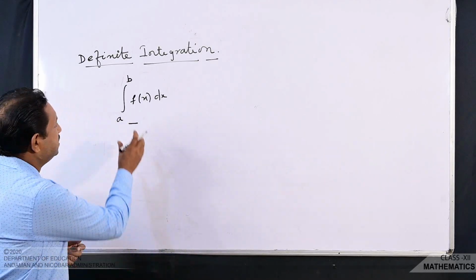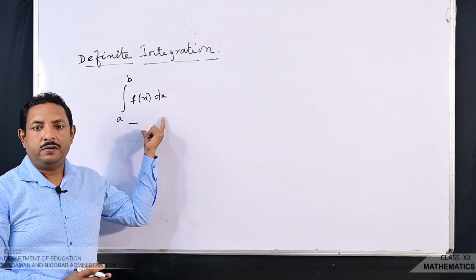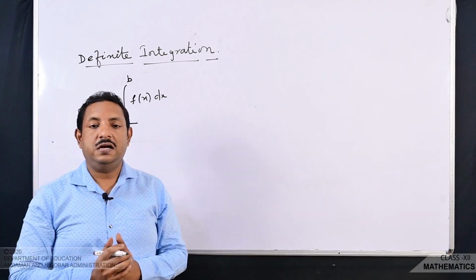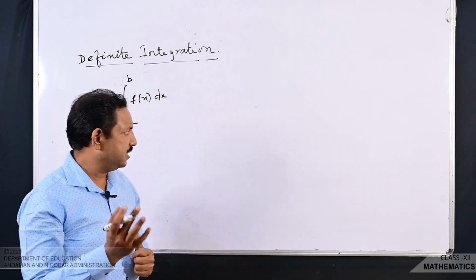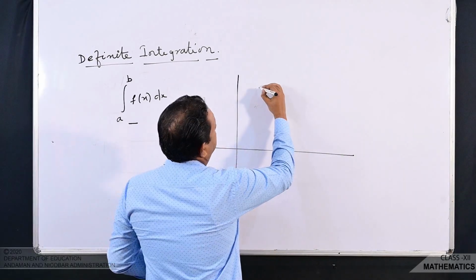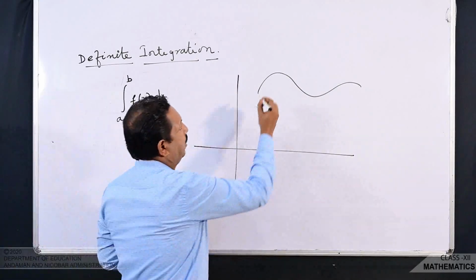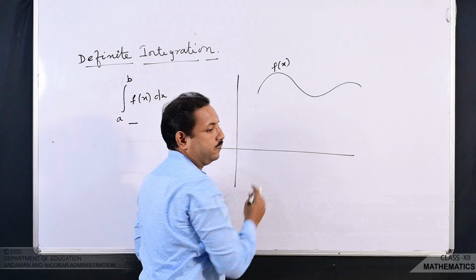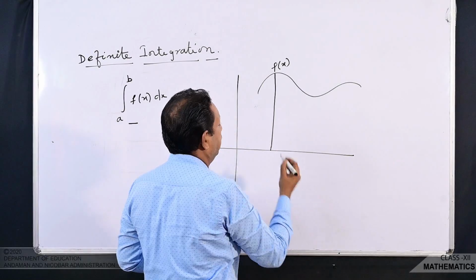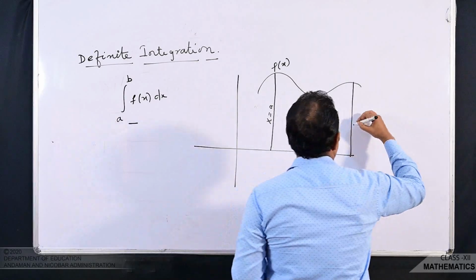Before that, what does this mean? Geometrically, if we represent this one, then what can we find? We can find the area under the curve. Let us explain. Suppose this f of x is some curve like this. This one you can define as f of x. Now, let us assume this is bounded by these 2 lines, that is x equal to a and this one is x equal to b.